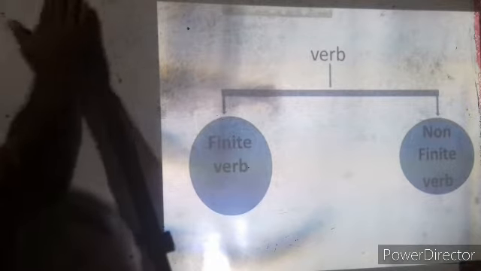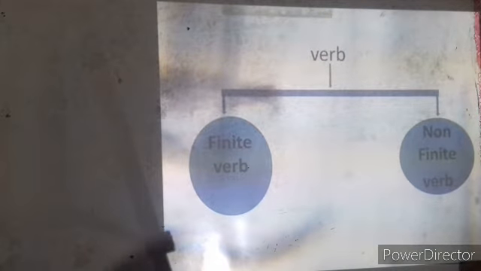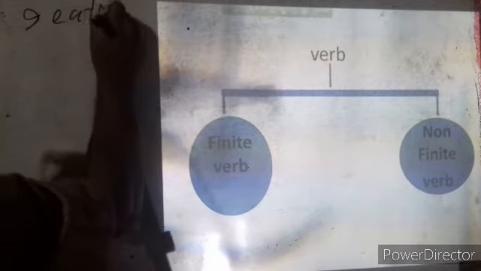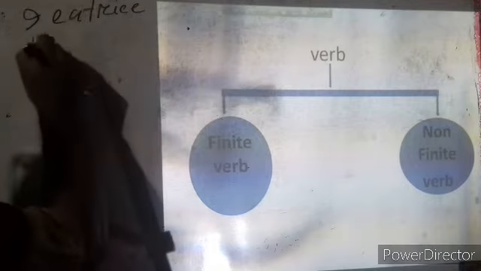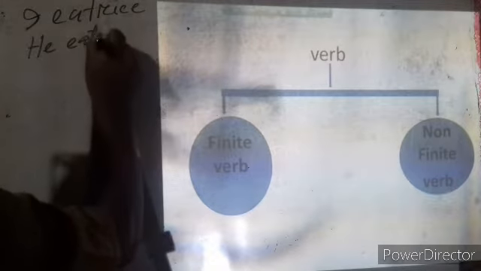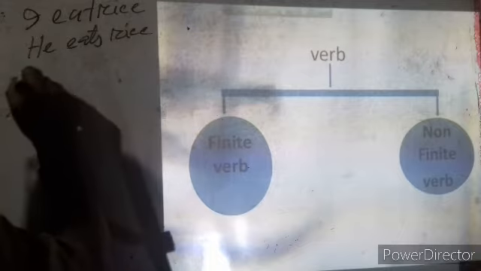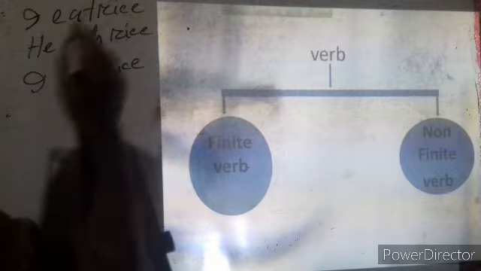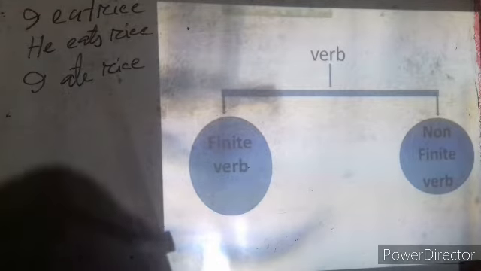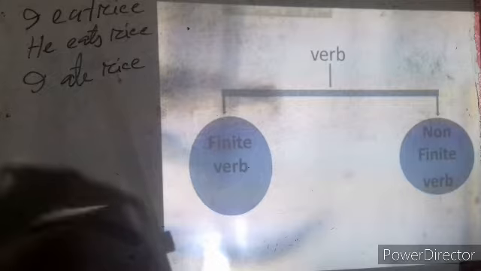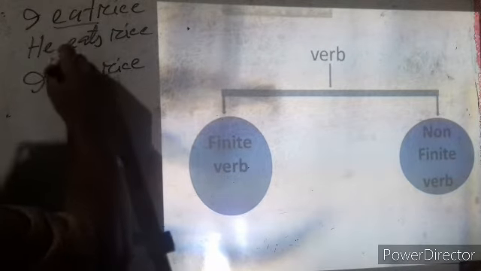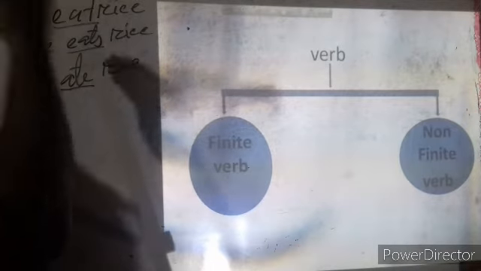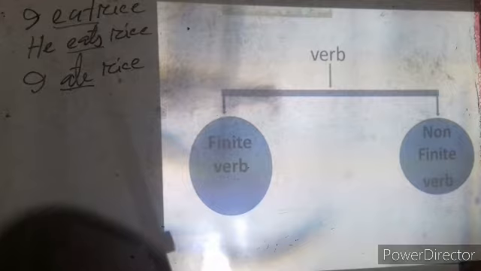Look at the board. I want to write some examples. I eat rice. He eats rice. I ate rice. My dear students, look at the board. I have written three sentences: I eat rice, he eats rice, I ate rice. There are three sentences and there are three verbs: eat, eats and ate.